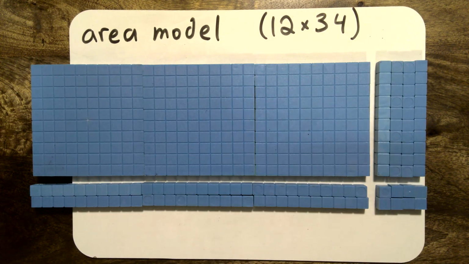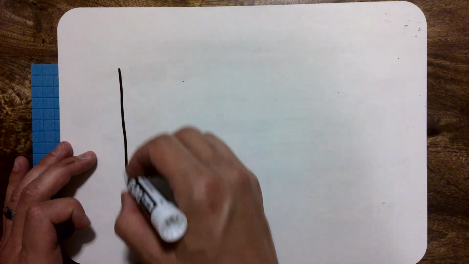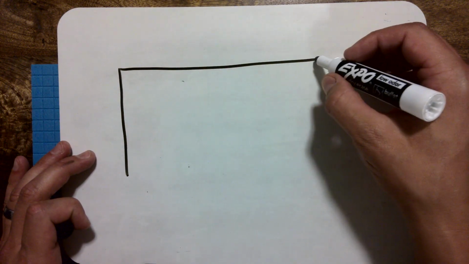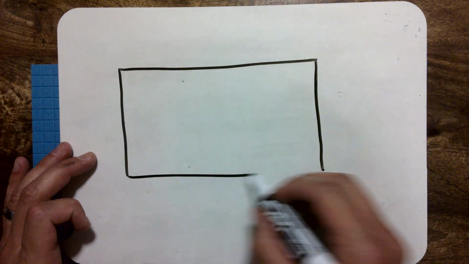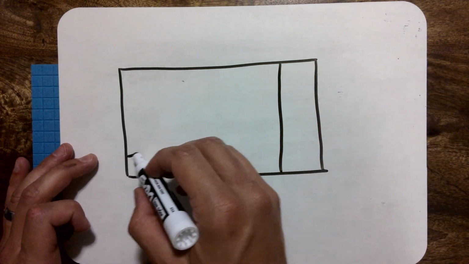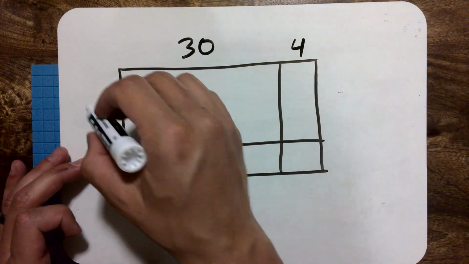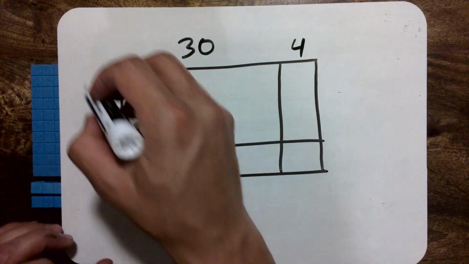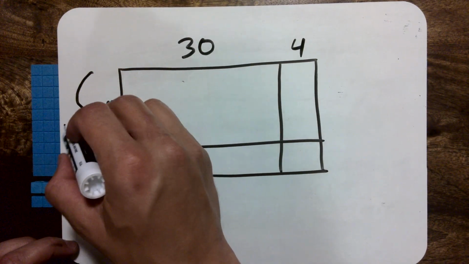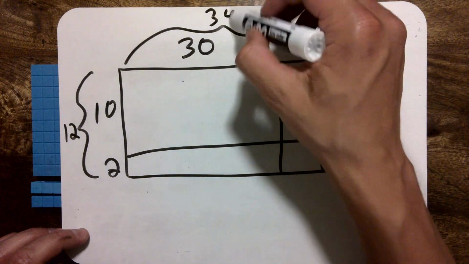For our representational model, I'm not going to draw all the tick marks, but I'll still show our 4 quadrants a little bit. This might not necessarily be drawn quite to scale. So label it 30 and 4, and then 10 and 2. So this total length here is 12, and this total width here is 34.